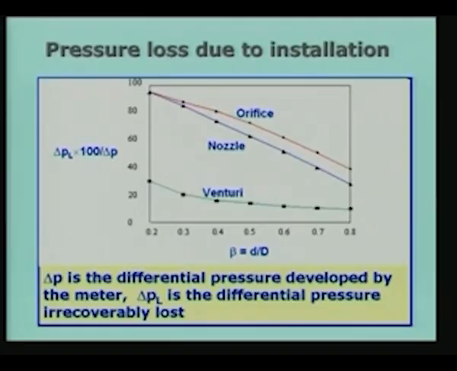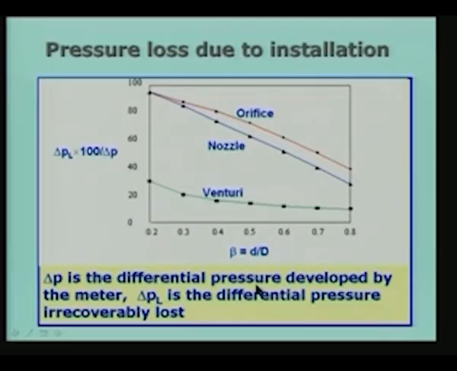And in fact, you can see the orifice, the nozzle and the venturi, if you look at the pressure loss due to the installation, because total recovery is not possible. In the case of the orifice, of course, it is a function of beta. The smaller the beta, the worse the pressure loss. As beta becomes larger and larger, the pressure drop created is also small, and the amount of pressure drop which is not recovered is also small. So, let us look at how we have plotted here.